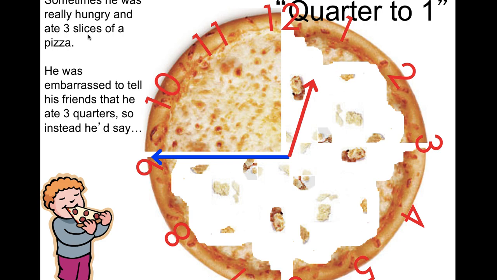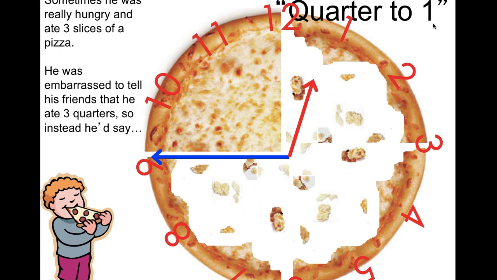Sometimes he was really hungry and ate 3 slices of pizza. He was so embarrassed to tell his friends that he ate 3 quarters, so instead he would say, a quarter to 1. So the time is still 12. Remember, it's in the 12 zone. It's not yet reached the 1 zone. It's still in the 12 zone, the hour. The minute hand is at the 9. So we have, remember, 0, 5, 10, 15, 20, 25, 30, 35, 40, 45. So it's 12:45, but another way to say 12:45 is a quarter, because there's only 1 quarter left, to 1 o'clock.